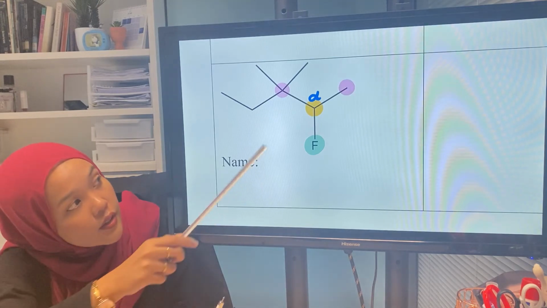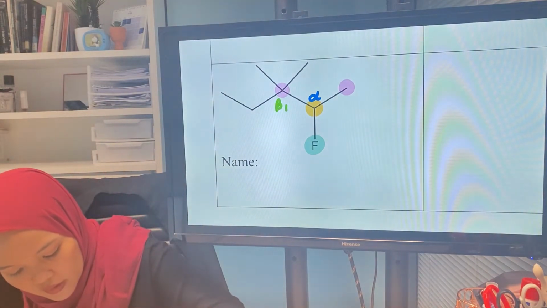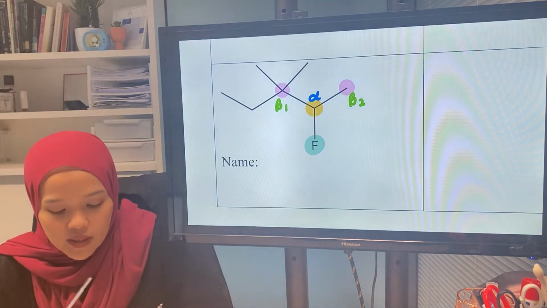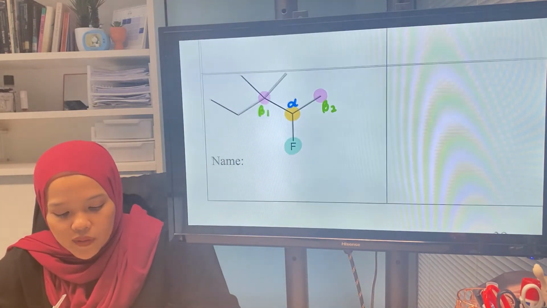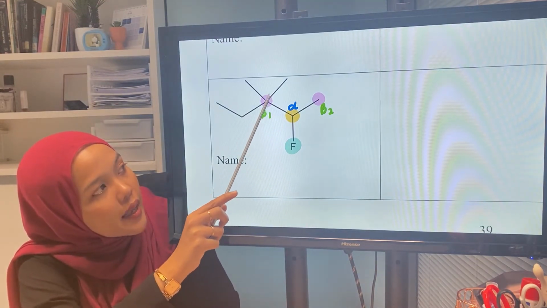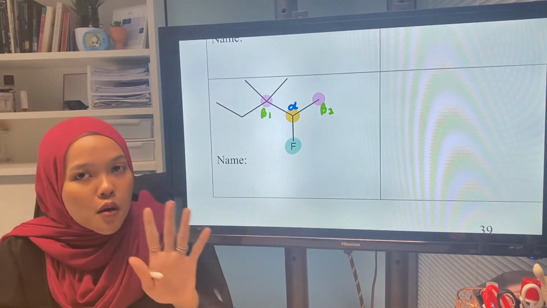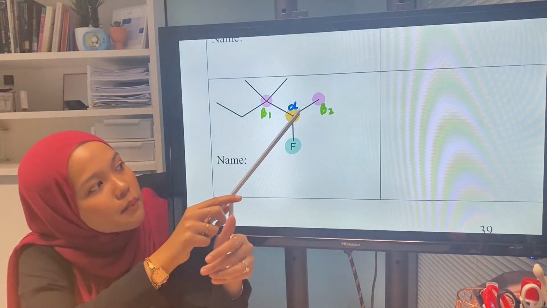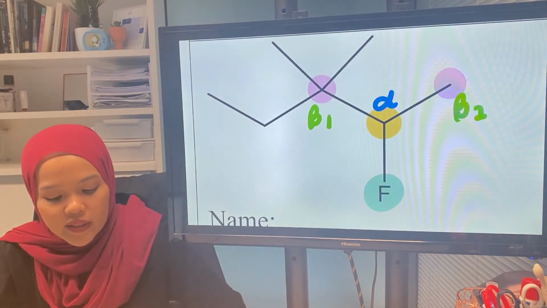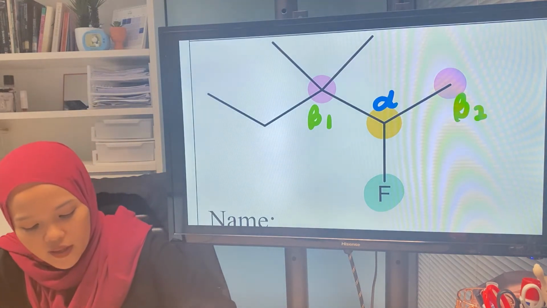Of course, if you look at this carbon and this carbon, this one is going to be beta 1, this is going to be beta 2, because they are different types of carbon. However, when you want to produce a product, is it possible that you make a bond between alpha and beta 1? What do you think? The answer is no, not possible. You cannot make a bond between alpha and beta 1. Why? Because at beta 1 here, you do not have any beta hydrogen.